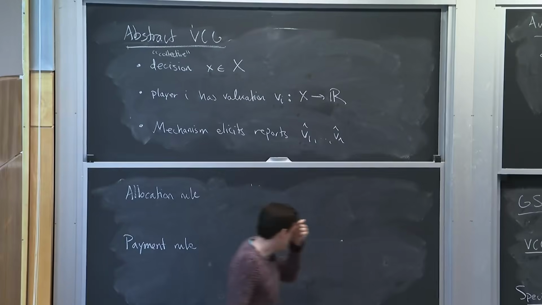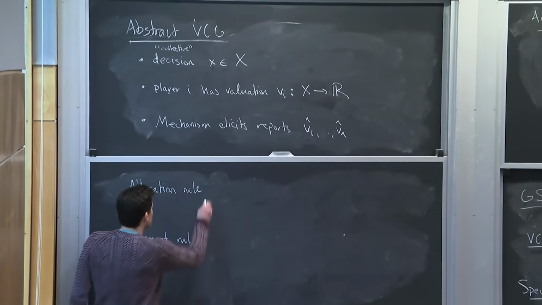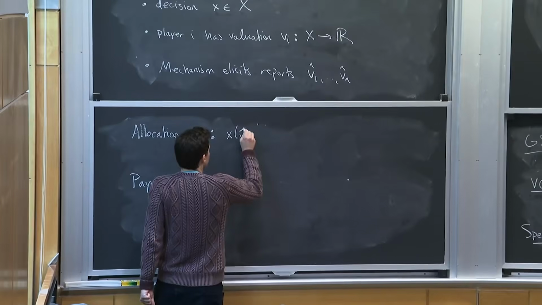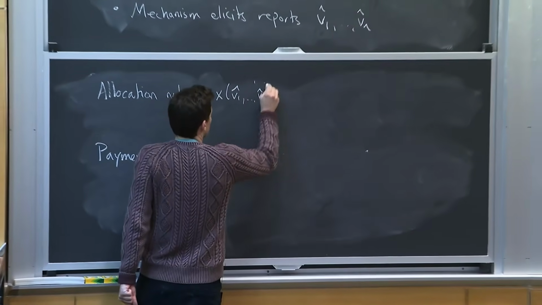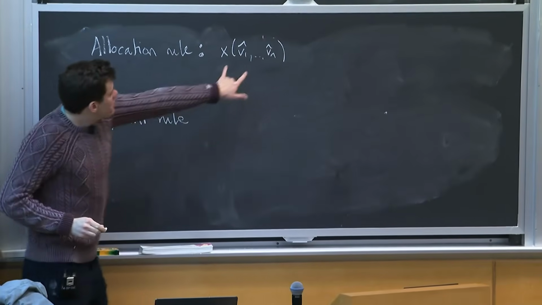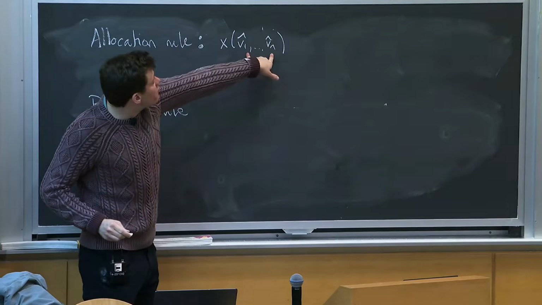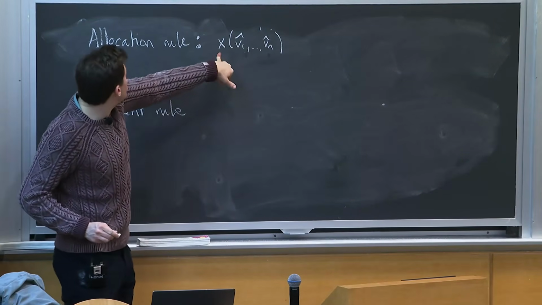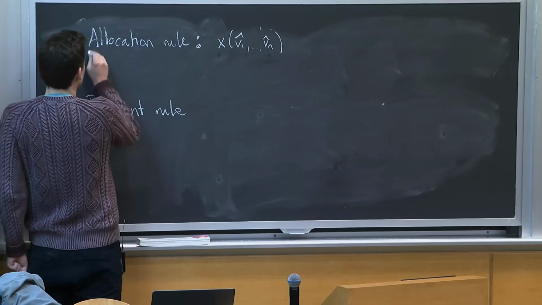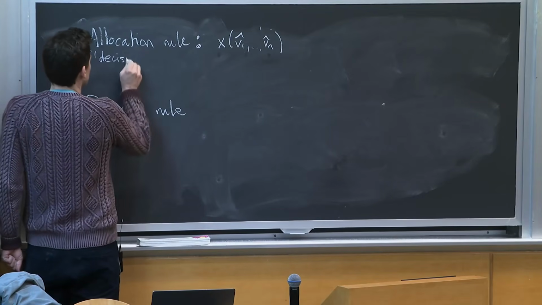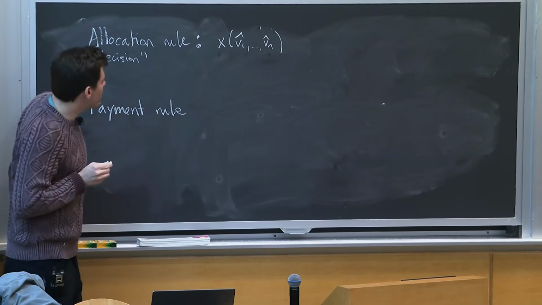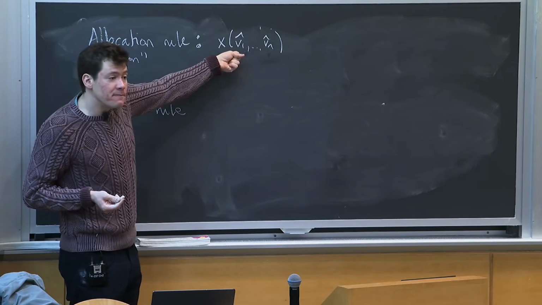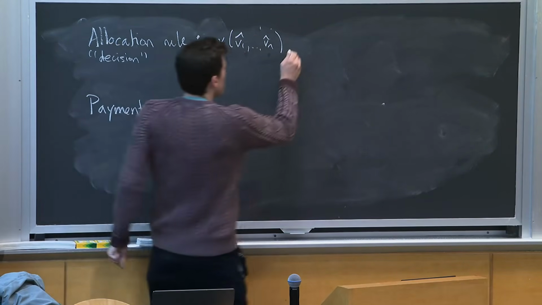So the allocation rule, we need to define x of v1 hat through vn hat. These are the valuation functions that are reported. X of this is going to be the allocation or the decision rule. We use these interchangeably. Well, we want to allocate things efficiently. So what does that mean?